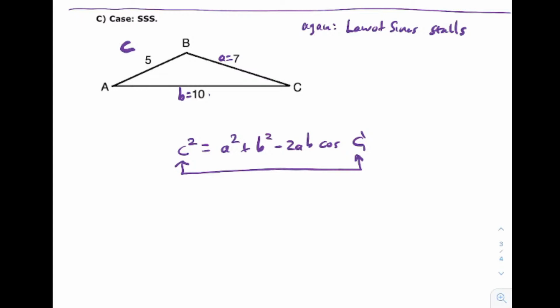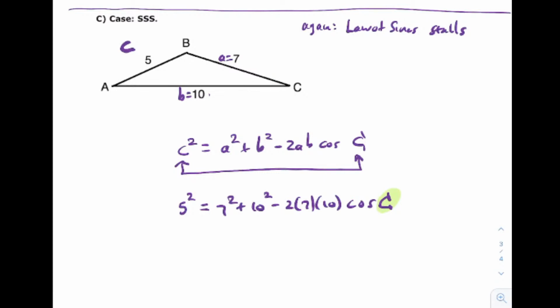We know almost everything to plug into this formula. Notice this time I know what the C is. I can plug that in over here. The A is a 7, the B is a 10, minus 2 times A times B. And so the only part of this formula that we don't know is over here. But if we know everything else, then in principle, we can solve this formula. We can solve it for C.